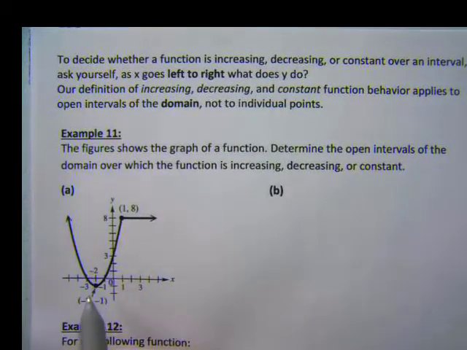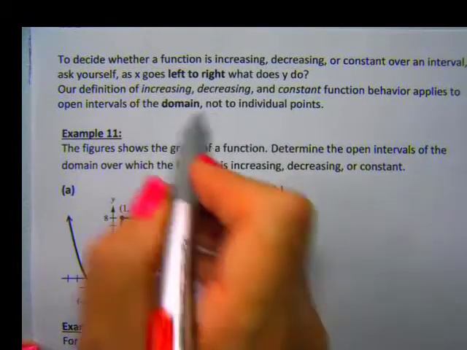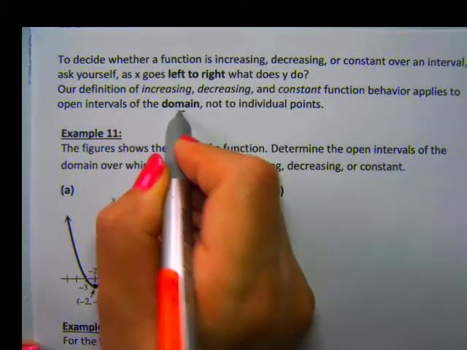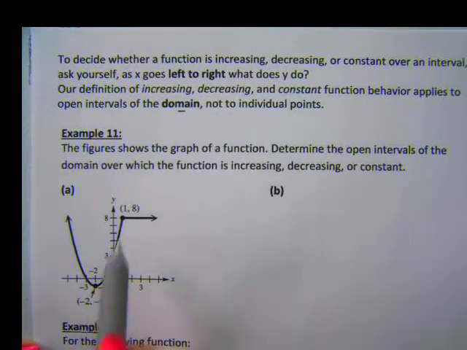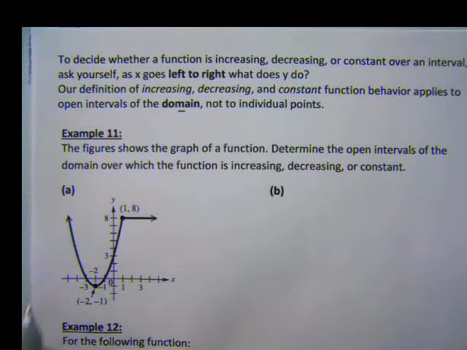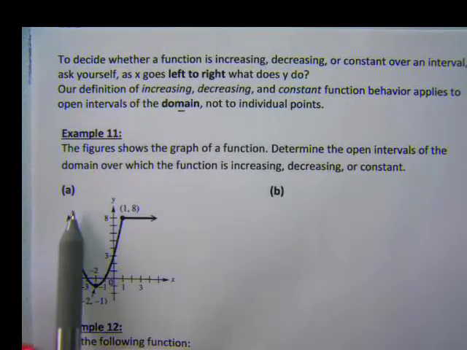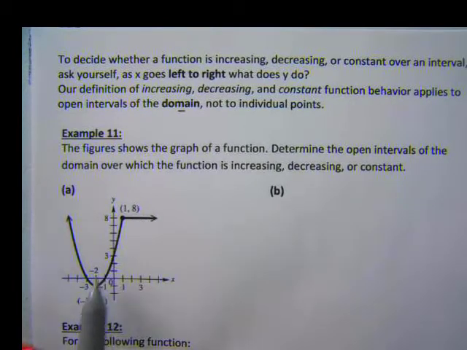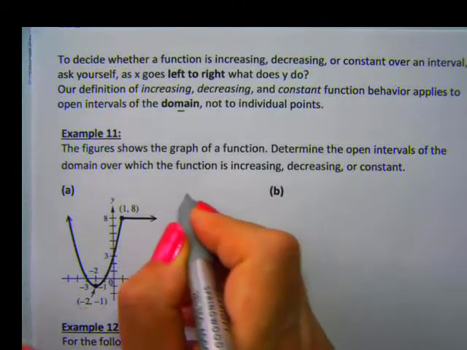Now, another thing you need to be careful with is that we are looking at the domain. So we cannot say from this point to this point, for example. Instead of saying it is increasing from here to here, we don't say from negative 1 to 1 comma 8. No, we're going to look at the x values and we're going to say it's from negative 2 to 1. So let us start increasing.